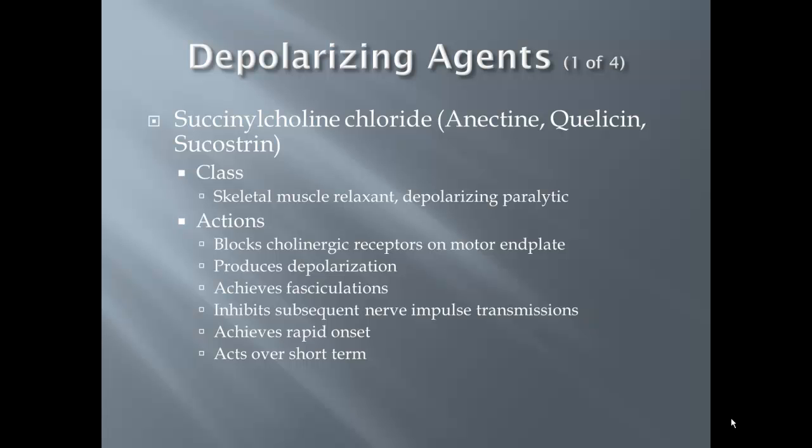Depolarizing agents. We have two types of neuromuscular blocking agents. The depolarizing agent is one type, and this is going to be the only depolarizing agent we have, which is succinylcholine. Class skeletal muscle relaxant and depolarizing paralytic, blocks cholinergic receptor sites on the motor end plate, produces depolarization, and this is going to actually make your patient fasciculate, which means they're going to have erratic firing of the motor end plate. Inhibits subsequent nerve impulses and transmissions for the duration of the drug, and then achieves rapid onset and acts over the short term.